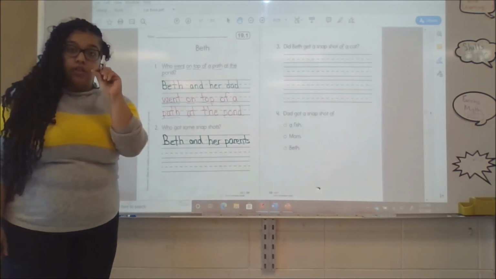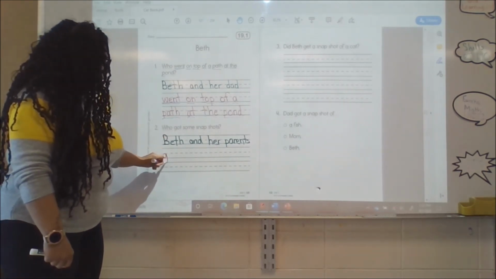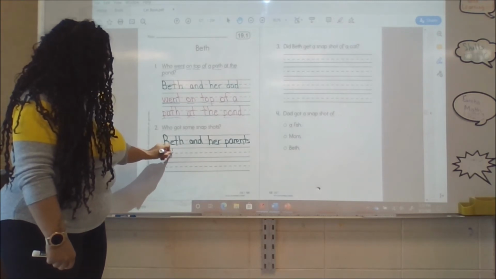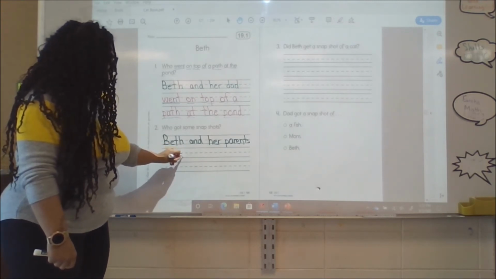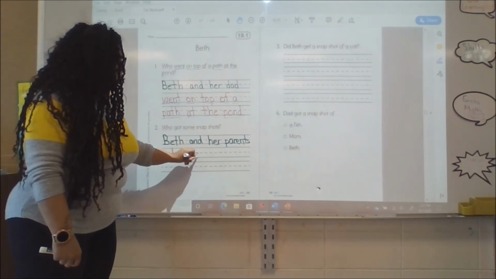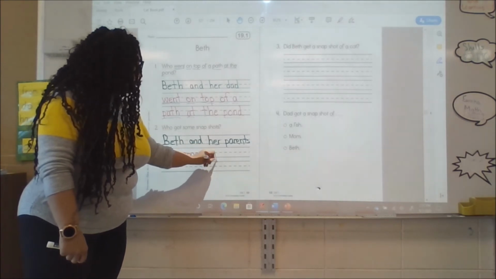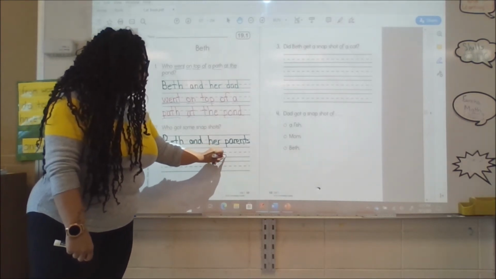I'm switching colors to show you that the next set of words came from the question. Got some. I can reach this one.